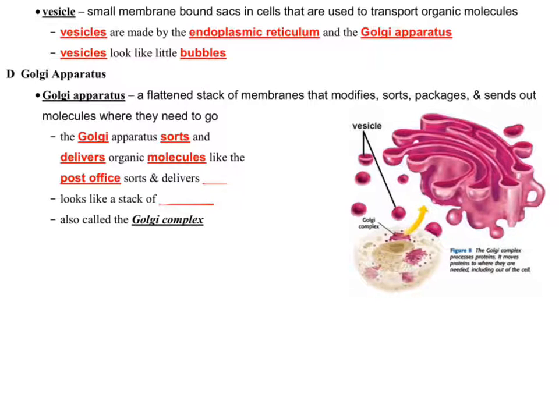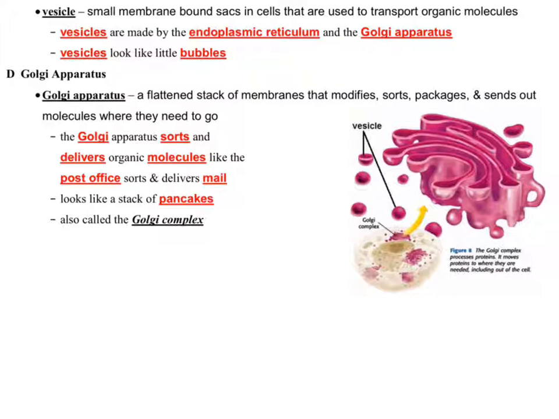You could have multiple letters coming to you from New York, from Alabama, from California. They all come to the post office, and then they're put into one package and then delivered to you. And so the Golgi apparatus does a similar thing for the cell. It receives these organic molecules, sorts them, packages them, and then sends them out in an efficient way to where they need to go within the cell. So it sorts and delivers, like the post office sorts and delivers mail. The Golgi apparatus sorts and delivers organic molecules.